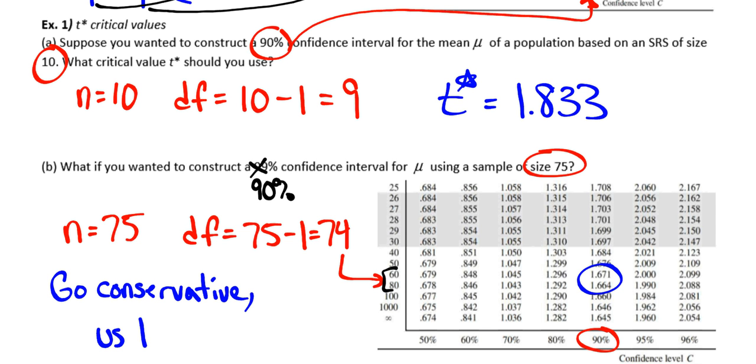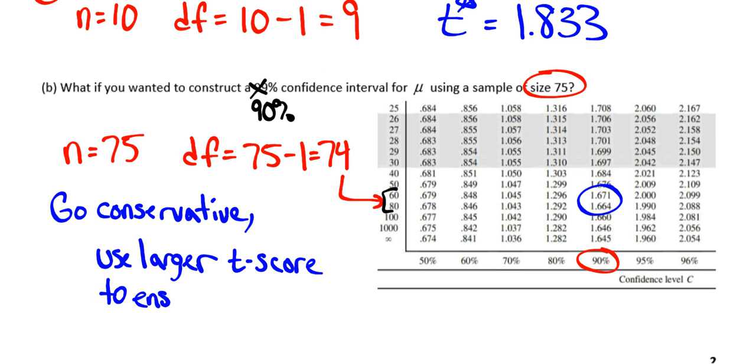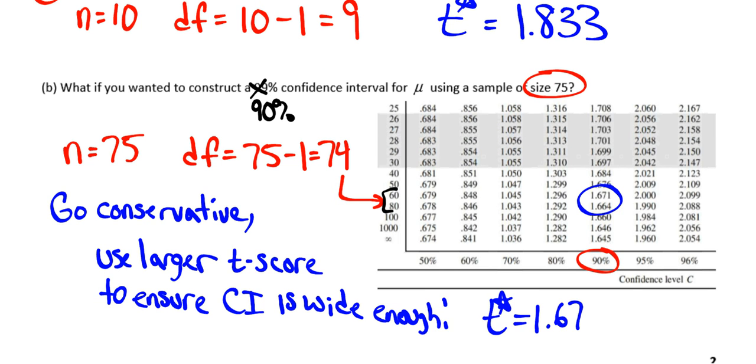So the whole reason we have to be conservative is we want to make sure that we are meeting that confidence level. We want to be 90% confident that we are going to capture that true mean. So you're going to use the larger t-score, and that will ensure your confidence interval is wide enough. We want the t-star to be 1.671 in this example.